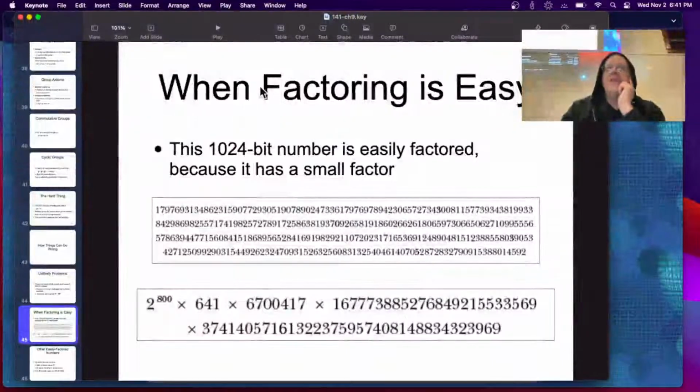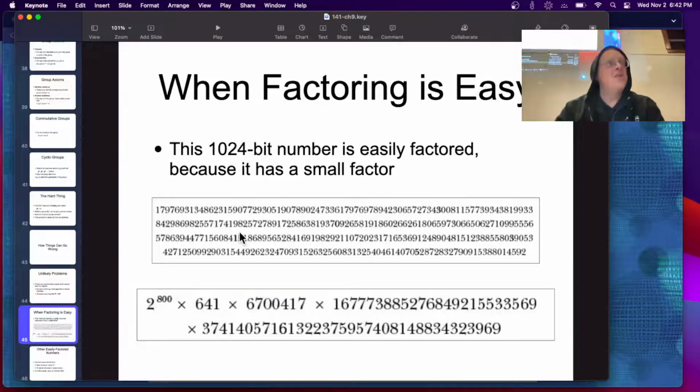So if factoring is easy, by the way, sometimes factoring is easy anyway. For example, this 1024-bit number is easy to factor because it's 641 times some other numbers. If it's the product of several primes, not just one, and one of them is small, you can just start at 1 and count up until you divide it by something, and then it gets shorter, and then things get faster. So if you have a number with a small prime factor, then you can factor it pretty easily.